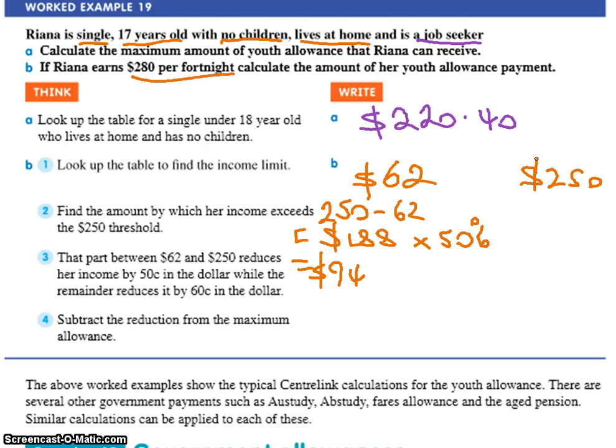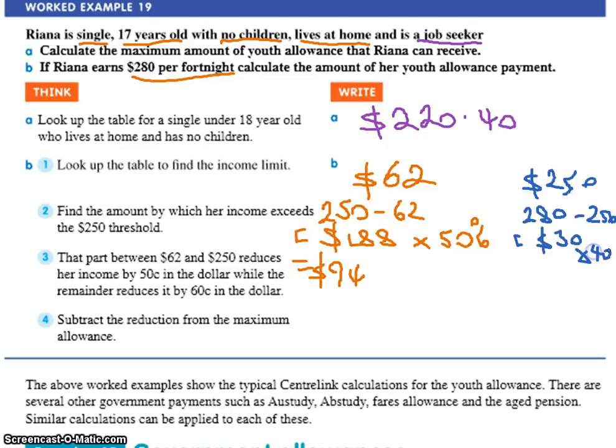Okay. Now, the other bit is where she's over $250. Okay, this was the bit over 62, but less than 250. Now, how much does she earn over 250? She earns $30 over 250. Now, because this is over the 250 mark, she now loses 60 cents in the dollar. Does that make sense? The first 62, she lost nothing. The bit between 62 and 250, she lost 50 cents in the dollar. This time she's losing 60 cents in the dollar.